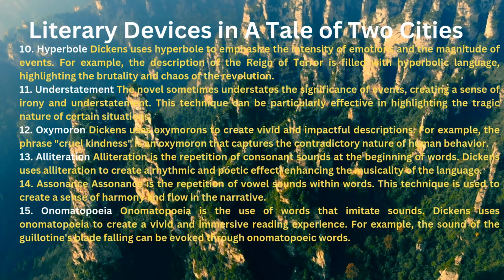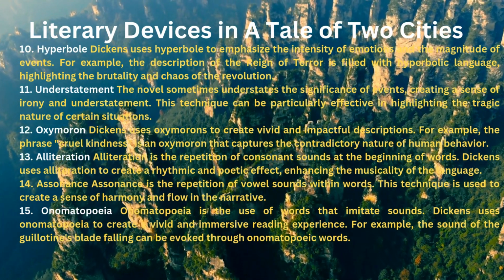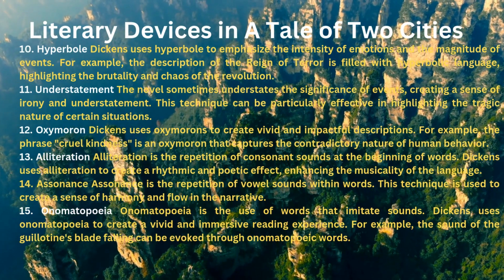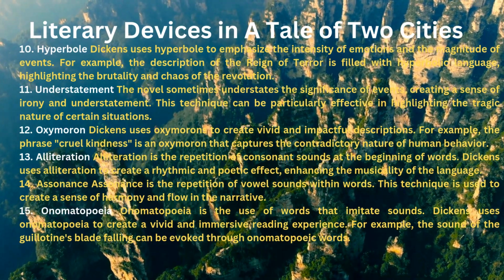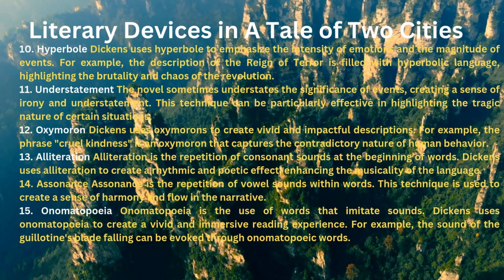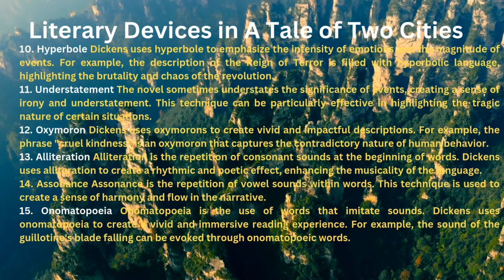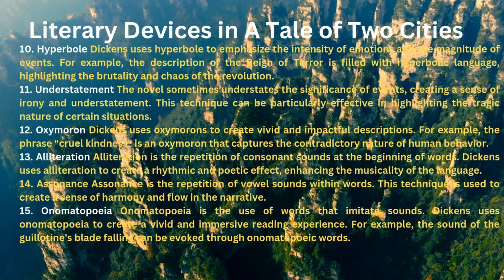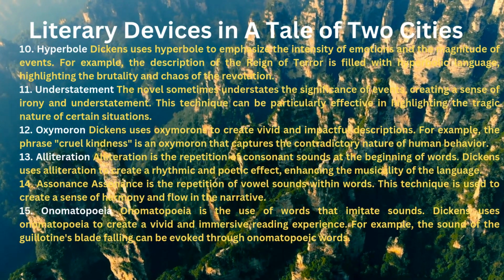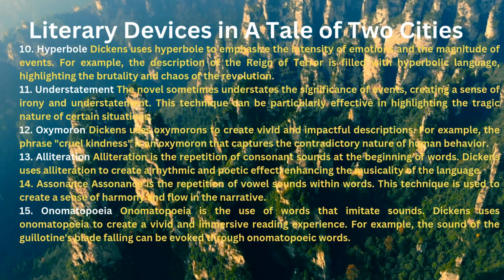10. Hyperbole. Dickens uses hyperbole to emphasize the intensity of emotions and the magnitude of events. For example, the description of the Reign of Terror is filled with hyperbolic language, highlighting the brutality and chaos of the Revolution. 11. Understatement. The novel sometimes understates the significance of events, creating a sense of irony. This technique can be particularly effective in highlighting the tragic nature of certain situations.